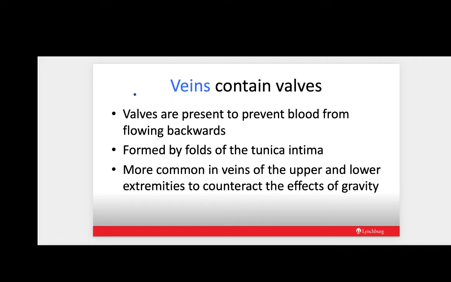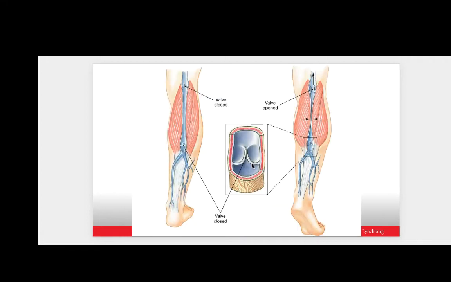So valves in the veins are there to prevent blood from flowing backwards. They are created by folds in the tunica intima. We typically see this in veins of the extremities, meaning the arms and the legs, to prevent backflow. And so this is basically what it looks like. They basically look like semilunar valves, right? They're kind of arranged just like semilunar valves. So what's going to happen is, and you'll find too that veins tend to be embedded in muscle.